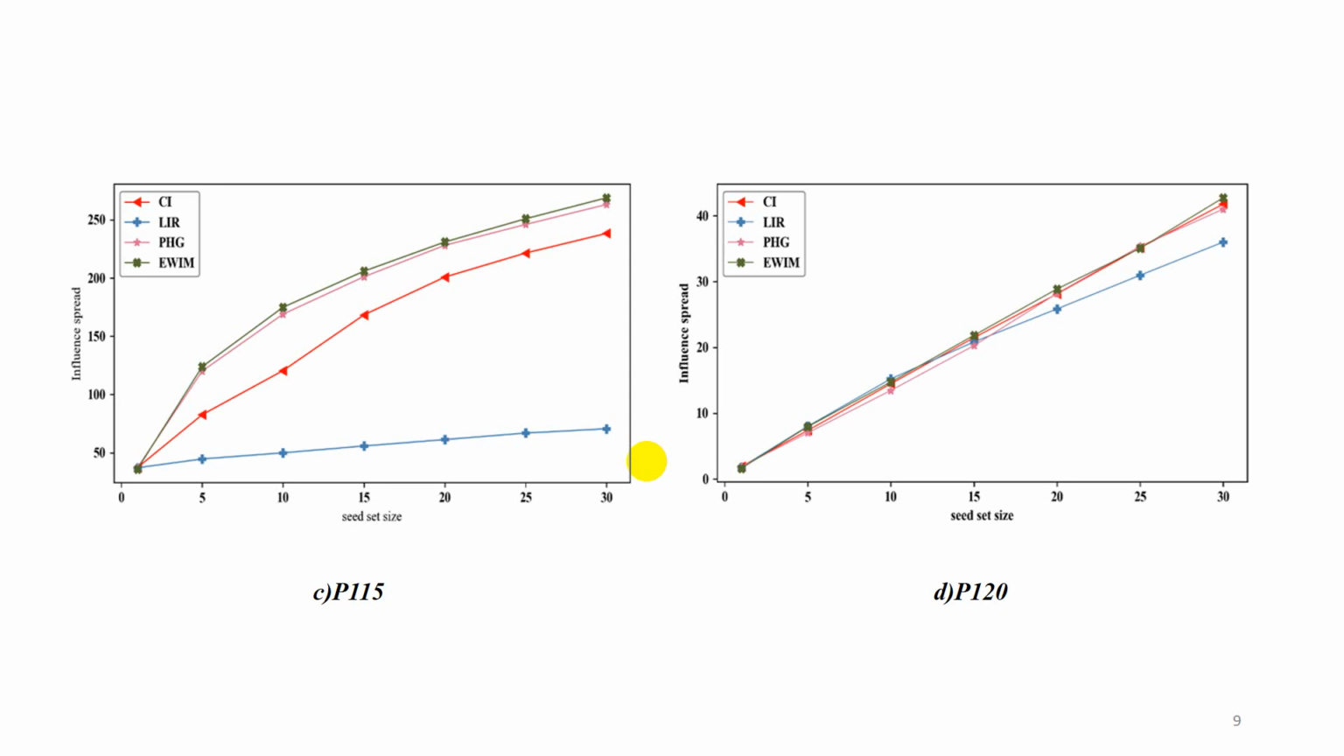Figure D demonstrates the implementation of the graph on the P120 dataset. Below the EWIM graph, the CI and PHG algorithms can be seen, and the LIR algorithm is displayed at the bottom of the graph. In all graphs, our proposed algorithm showed the highest spread of influence in social networks.